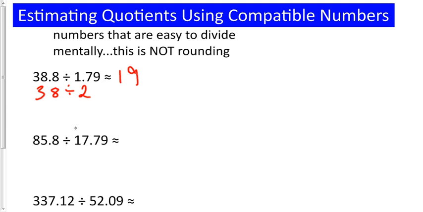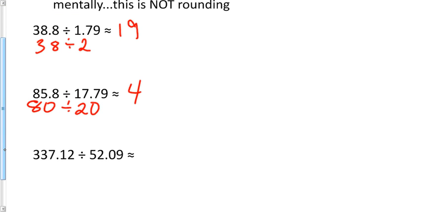85.8 divided by 17.79. Again, I look at this 17.79 and say, close to 20. And 85.8, well, I could say, it's sort of close to 80. And I'll get 4 as my estimate there. And then 337.12 divided by 52.09. I'll look at this and say, okay, well, this is close to 50. What works with 50 that's close to 337? How about 350, right? And 50 will go into 350 7 times. And that is compatible numbers.